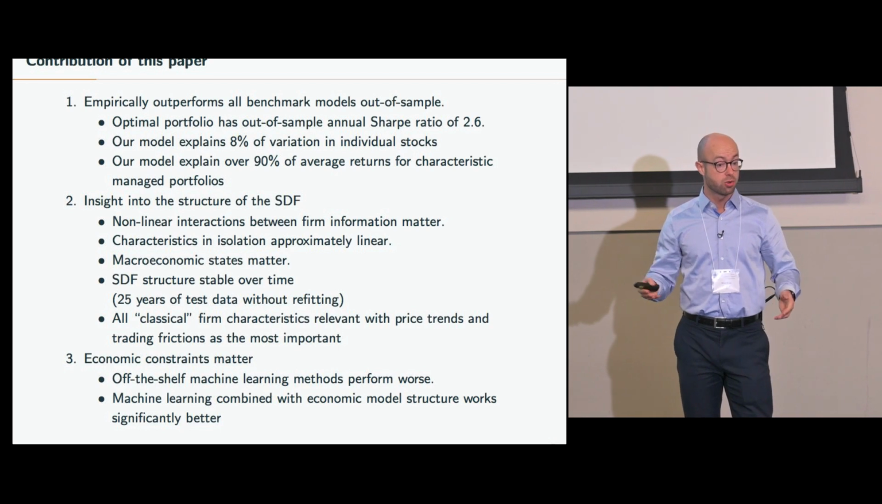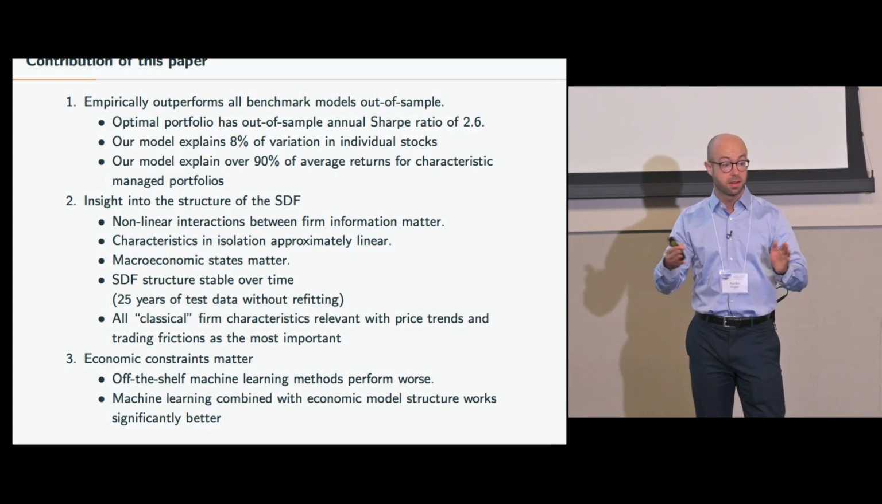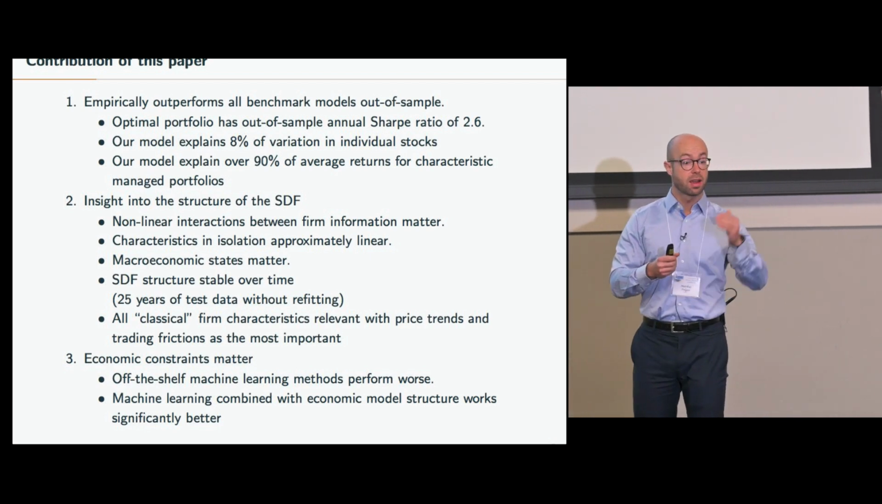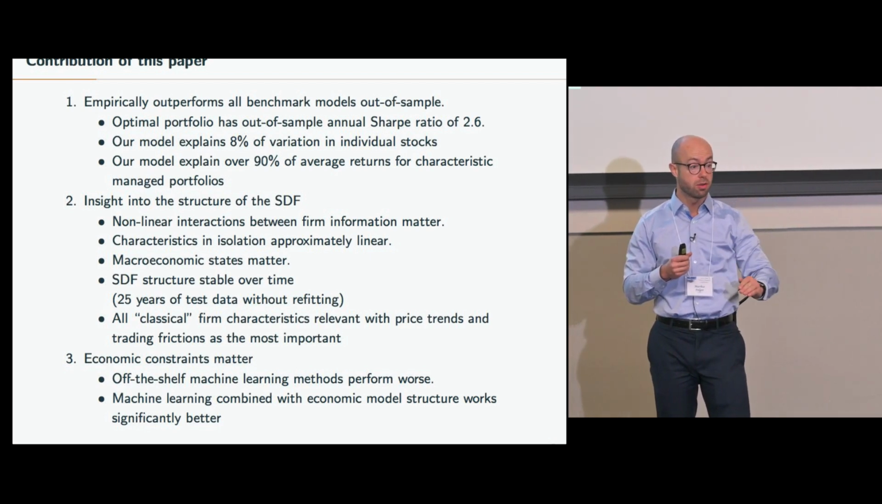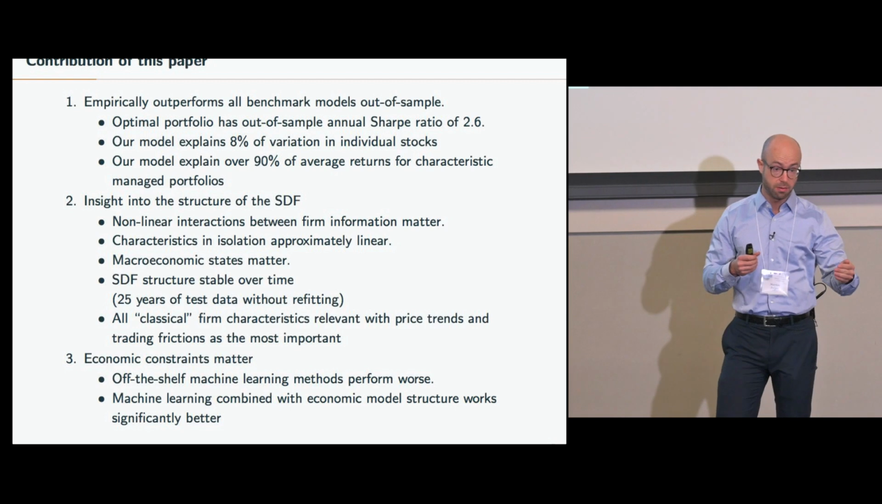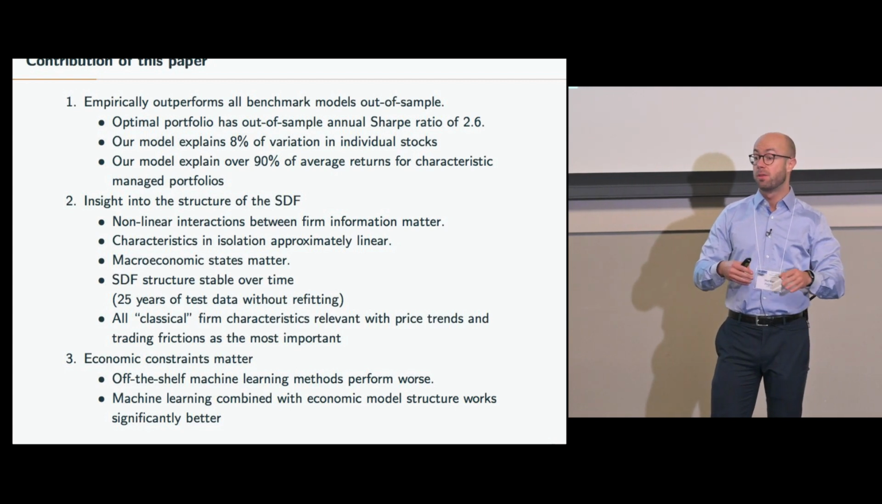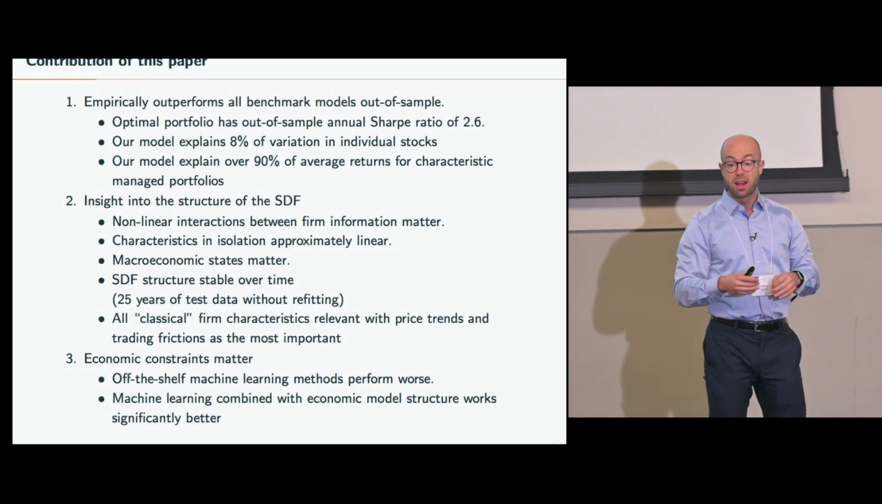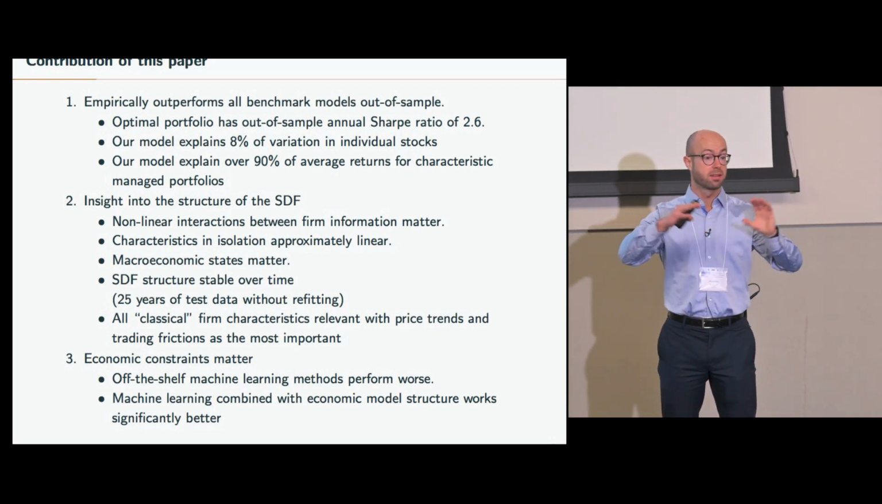We get an annual Sharpe ratio of 2.6, which is higher than the other models, so that seems to work. Second, I look at how well I can explain individual stock returns. We explain 8% of the variation in individual stock returns, which is twice as large as comparable benchmark models. Last but not least, I'm looking at standard test assets.